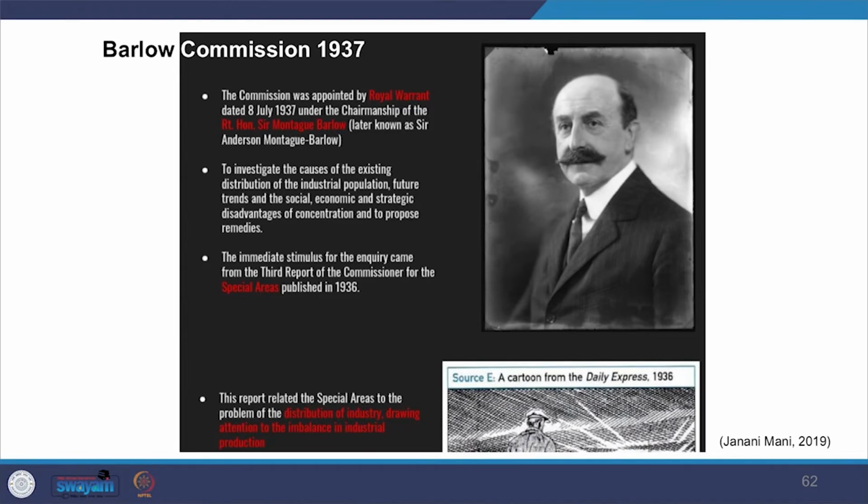Moving on, in 1937 we see Barlow's Commission for the distribution of industrial population under the chairmanship of Sir Montagu. So, we are now at the verge of World War II, and we are also seeing rapid urban industrialization and an imbalance between the rural and the urban context. So, this committee was formed, which was required to see the socio-economic or strategic disadvantages arising from the concentration of industry in large towns and measures to be taken in the national interest.